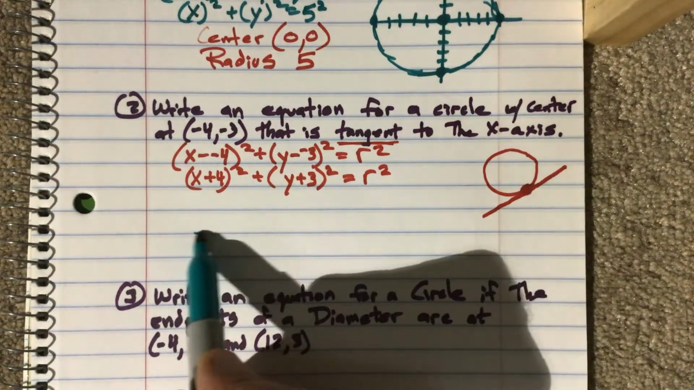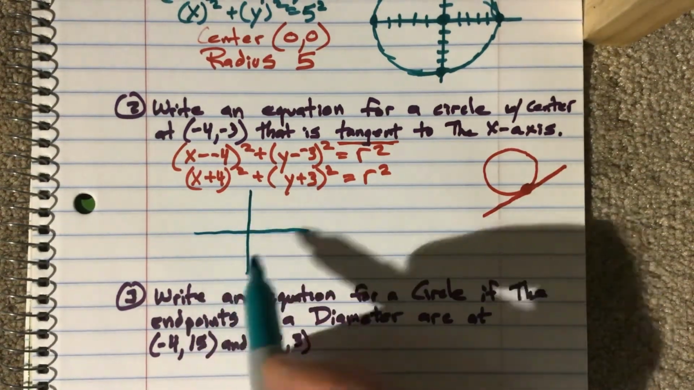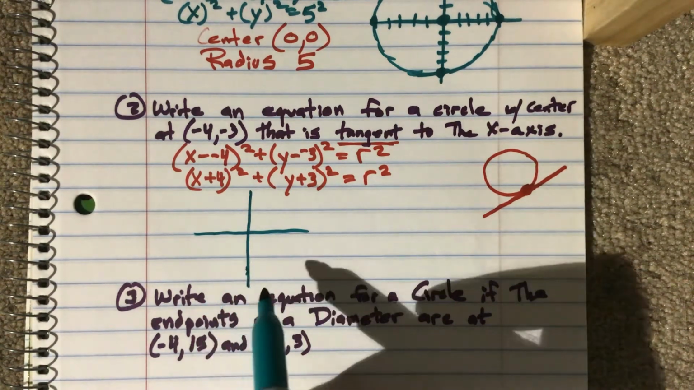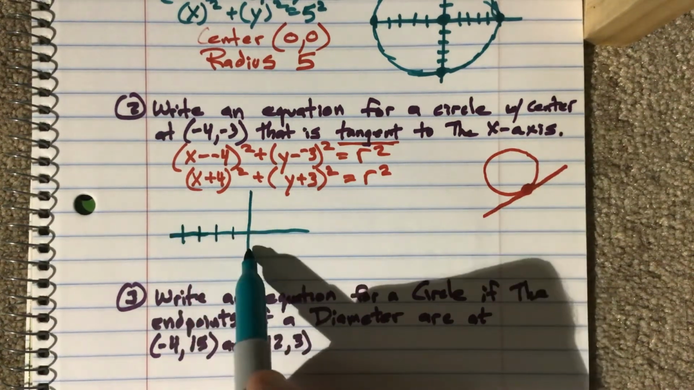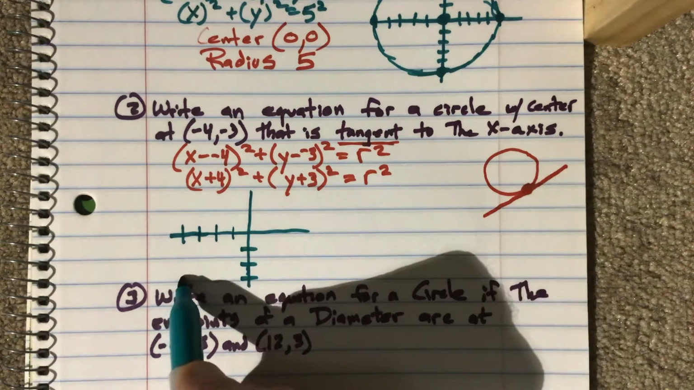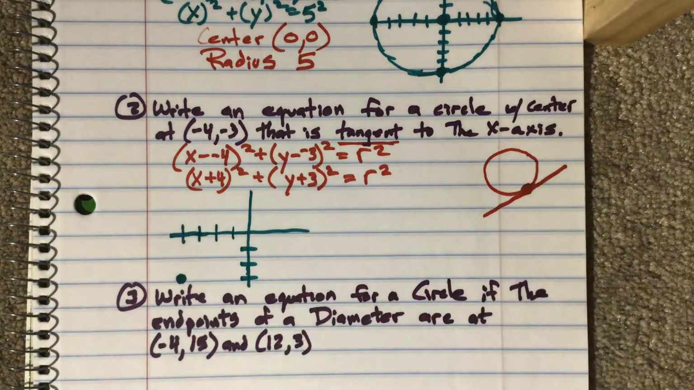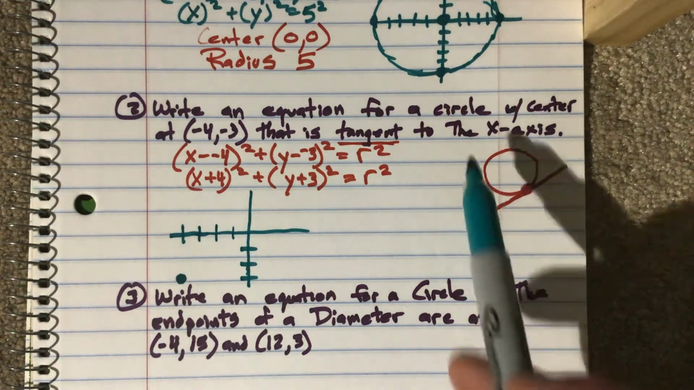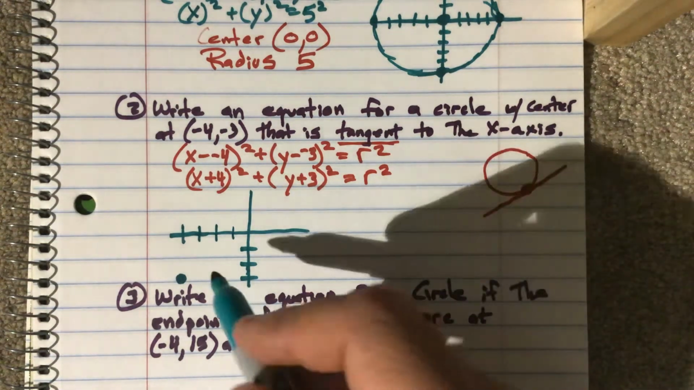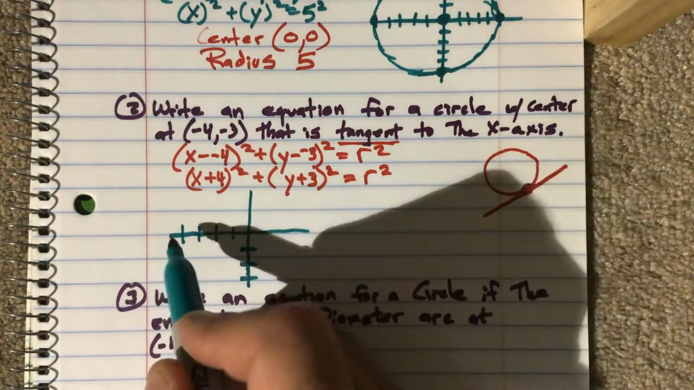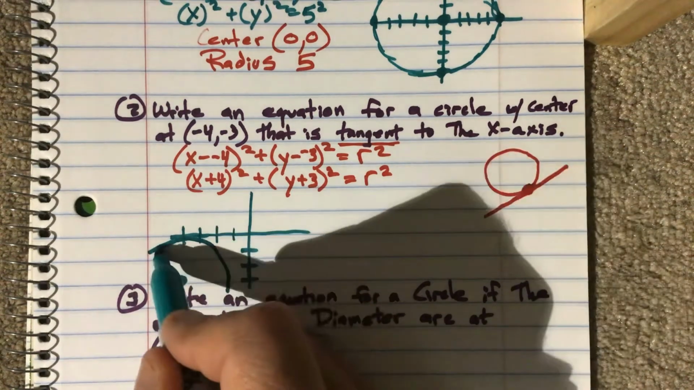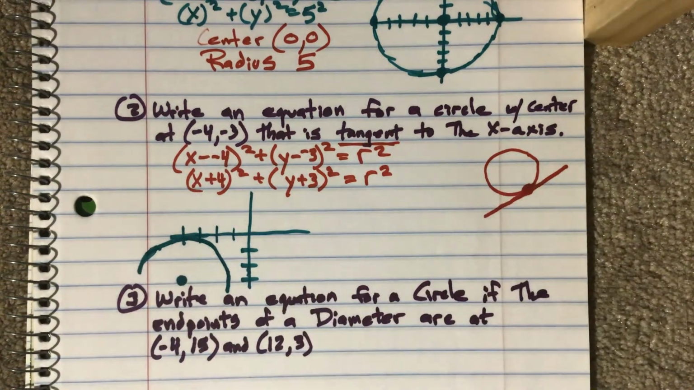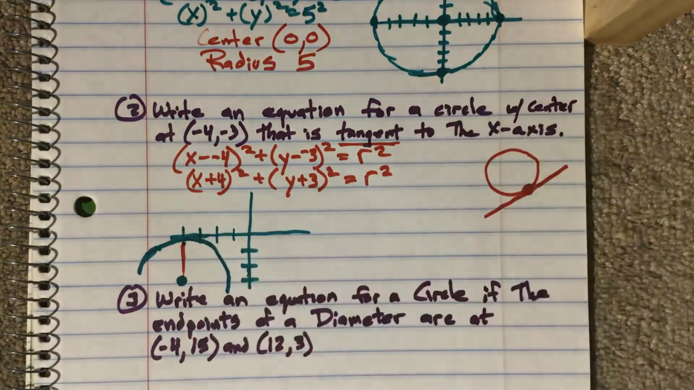Okay, so let me give you a quick sketch of what's happening here, and you should do this on your tests and your quizzes. Just a quick sketch, it doesn't have to be anything fancy. So we have -4, 1, 2, 3, 4, and -3, 1, 2, 3. That's the center. That's what they told us. And they're telling us that it's tangent to the x-axis, which means the circle just touches the x-axis like this. Something like that. You don't need the whole circle. All we need to know is that it's tangent to it, which means this is my radius right here, the length of that line.